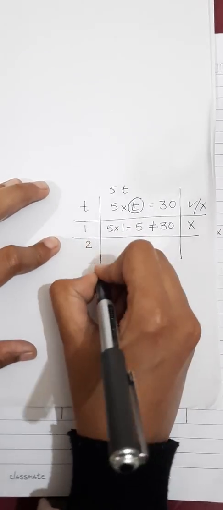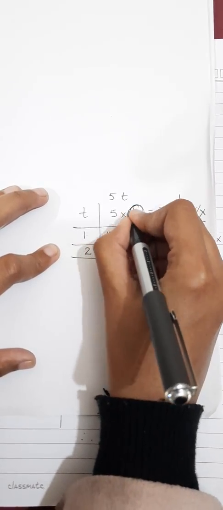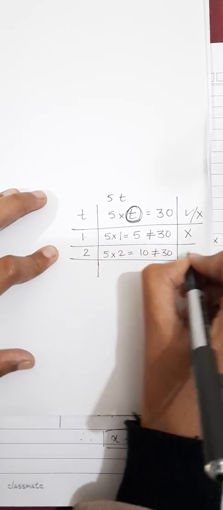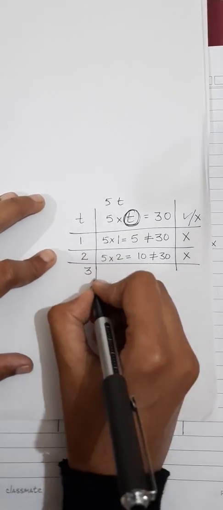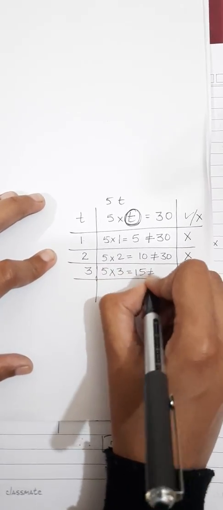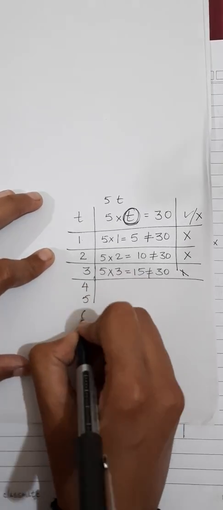Next, try to put 2. 5 into t. What is the value of this t? 2. And 5 2s are 10, which is not equals to 30. So again cross. Put 3. 5 threes are 15. Again, this is not giving me 30. So again, cross. 4, 5, 6.